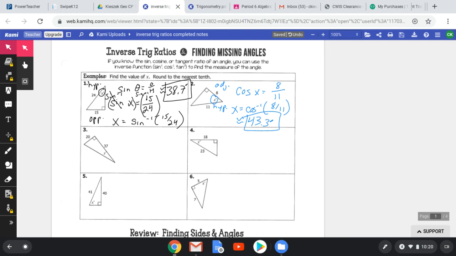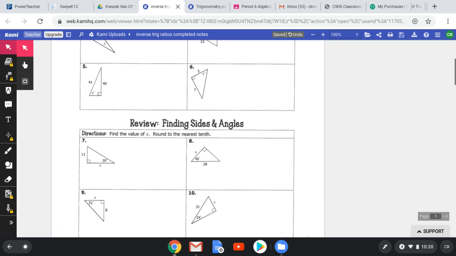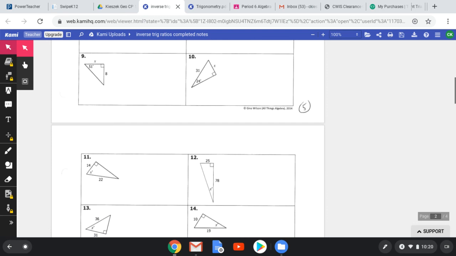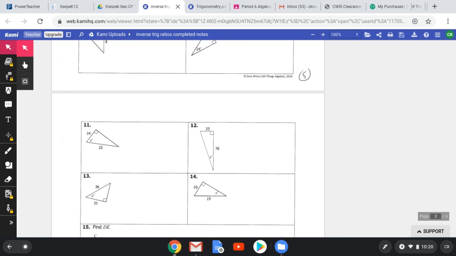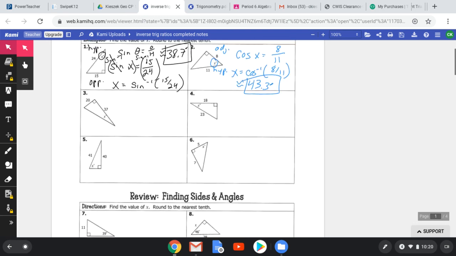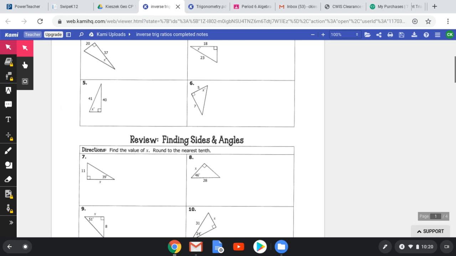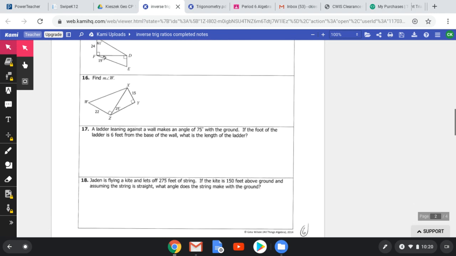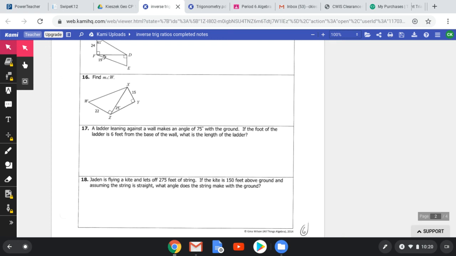There are extra problems here if you do want to try them. And then the next section is basically mixing it up. So you just have to realize, what am I trying to solve for here? If x is an angle, you're using this method. If x is the side, then you're using the other method. I want to look at number 18.